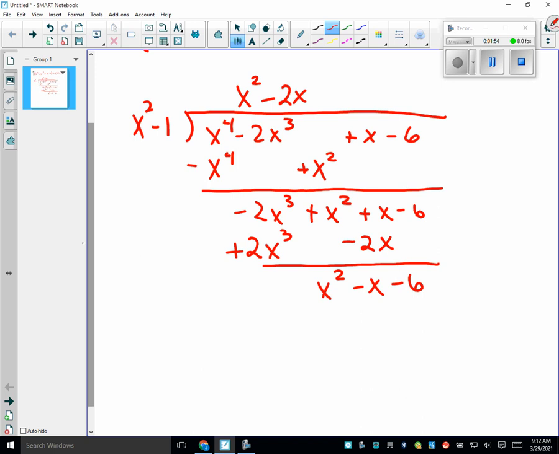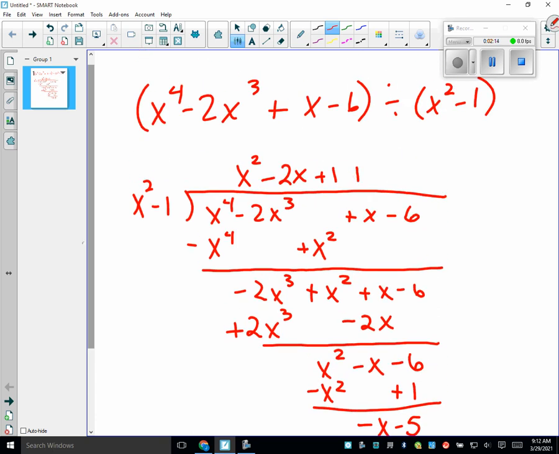How many times does x squared go into x squared? Plus 1? Yeah. Which gives me x squared minus 1. Change the signs, and I have negative x minus 5. What do I do with that? Put it over x squared. Plus negative x minus 5 over x squared minus 1.